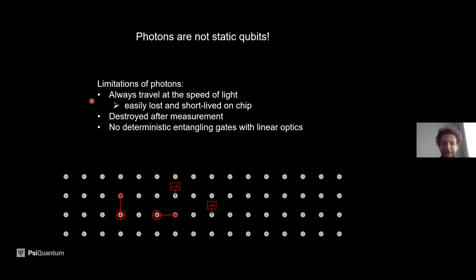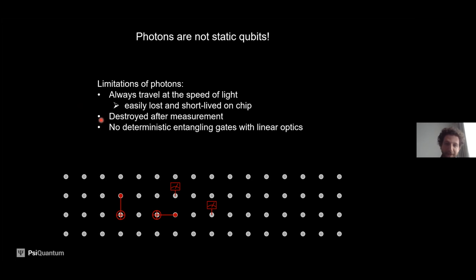This is because of the following three main limitations, I would say, of photons in linear optics. First is that photons always travel at the speed of light, and when they do that on a chip, it implies that they're easily lost and short-lived. In the architecture that we'll look at in a moment, most photons actually only exist for a few nanoseconds, and the longest-lived photons exist for at most a few microseconds, meaning that at most a few microseconds pass between the generation of a photon and its measurement. But we'll see that this doesn't limit the duration of a full quantum computation, even if the computation takes several hours. Another difference between photons and static qubits is that photons are destroyed after measurements.